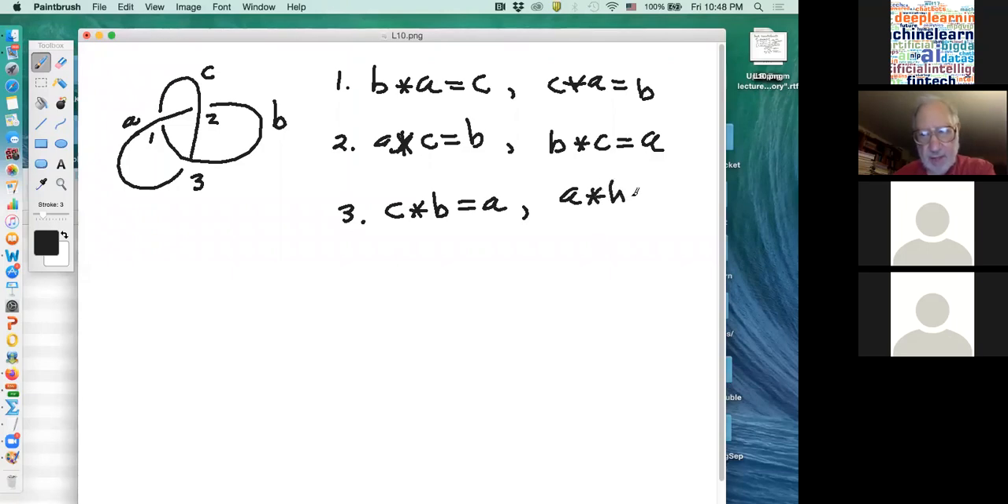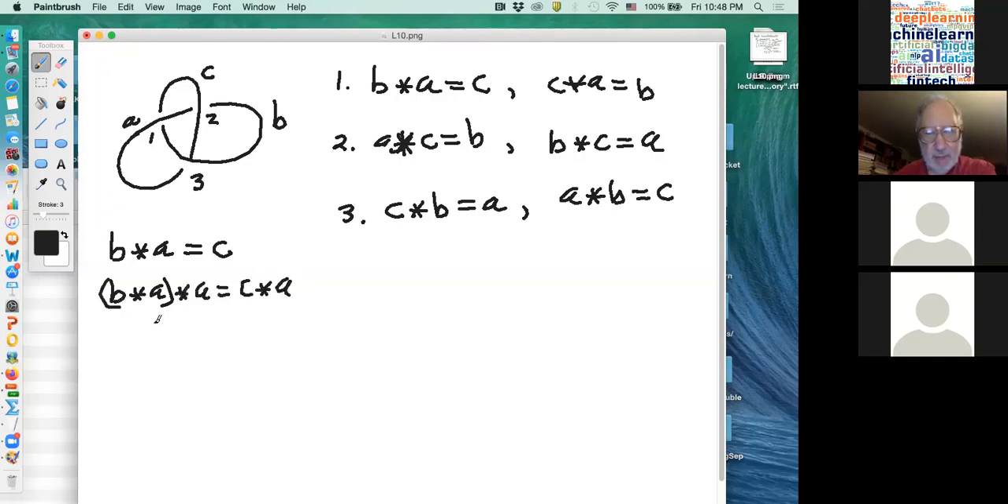See, I actually get two relations at every crossing, but they come to one another through the quandle, because if you take, for example, B times A equals C and use the quandle rules, then you have B times A equals C times A. But by the quandle rules, this is B equals C times A. And that's the other one that I wrote.